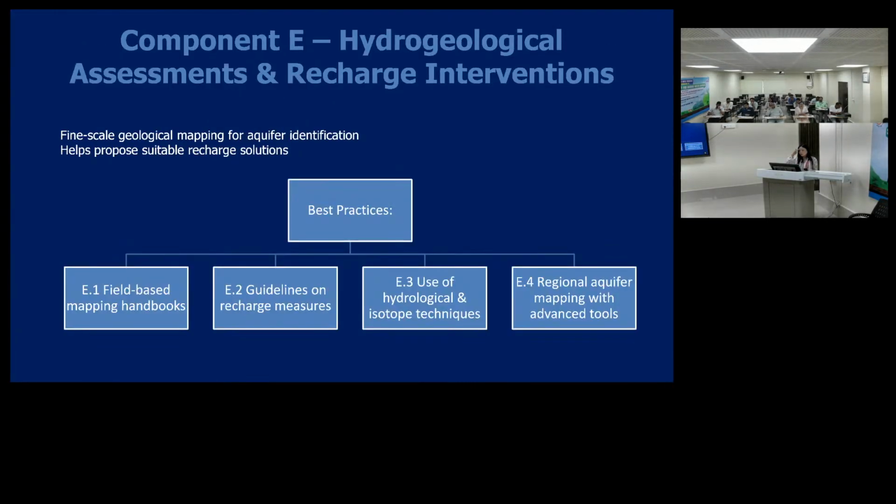The next is the hydrogeological assessment and recharge intervention. For this, fine scale geological mapping for aquifer identification has to be done. Geological mapping, hydrogeological mapping, all those need to be done. We need to understand the hydrogeology of the area, and by doing this, it will help propose suitable recharge solutions. The best practices for hydrogeological assessment are field-based mapping handbooks, and we can come up with guidelines on recharge measures. Then use of hydrogeological and isotopic techniques, and fourth is regular regional aquifer mapping with advanced tools. So these are the best practices in hydrogeological assessment and recharge interventions.